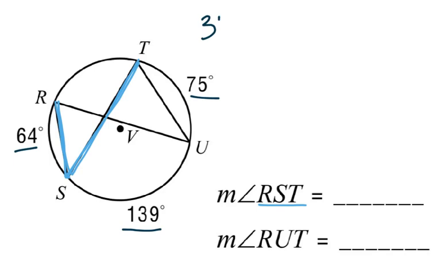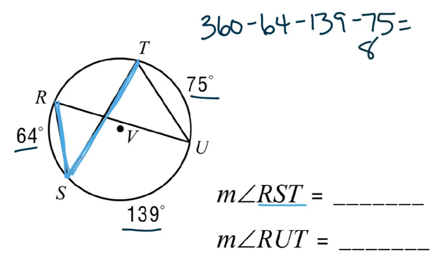For instance, if I do 360 minus arc 64 minus 139 minus 75, I get that the remaining arc is 82 degrees. So I'm going to write 82 degrees over here. I wanted that because I recognize that this is an inscribed angle, and I know that an inscribed angle is half of the intercepted arc. So now that I know that arc is 82, half of 82 is 41, which means that this is 41 degrees.